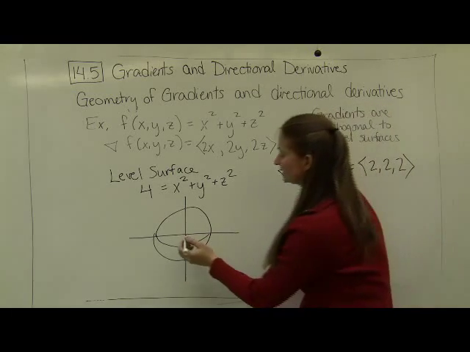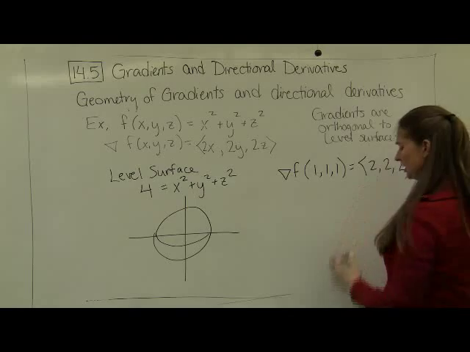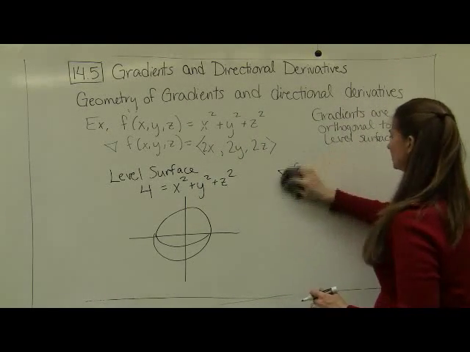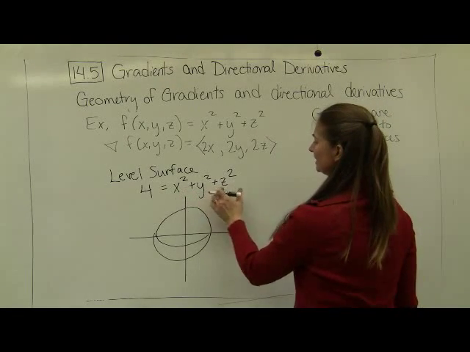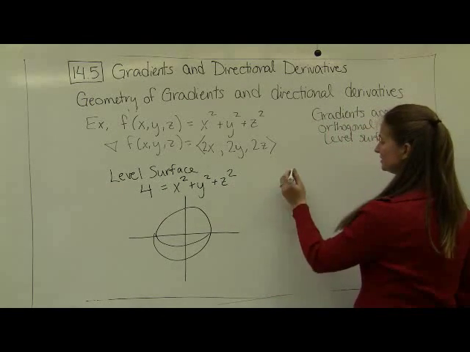Notice that, oh, 1, 1, 1 doesn't live on this surface. I'm sorry, this was a really bad example. So I'm going to go back, because we want to look at a gradient that lives on this particular surface. So we have to pick a point that lives on this surface. This is a good mistake to make for you guys. So what's a point that lives on this surface?